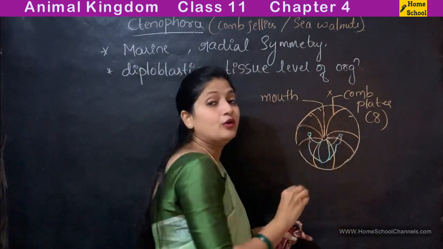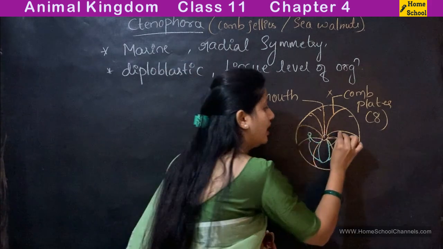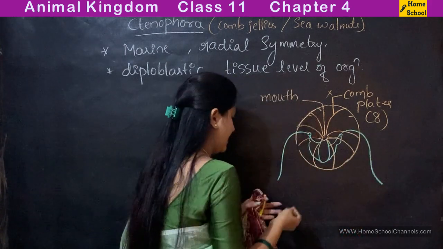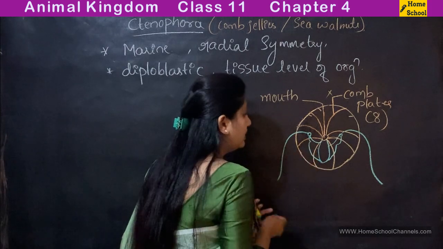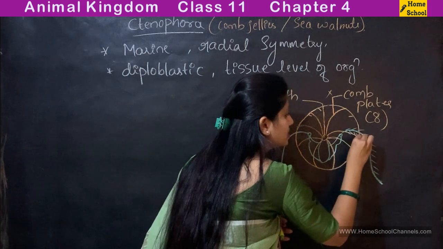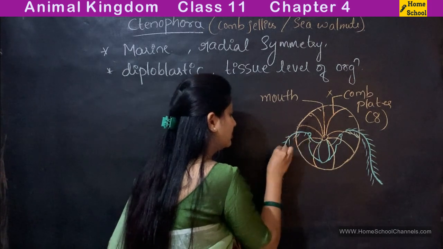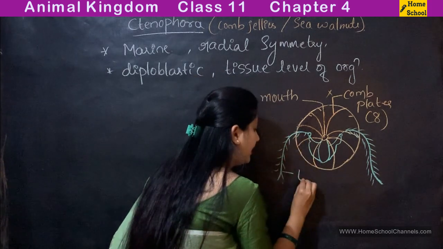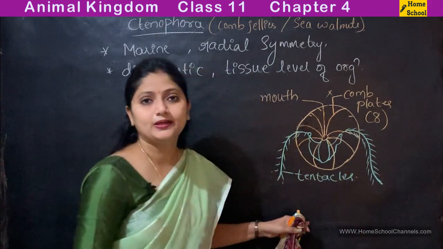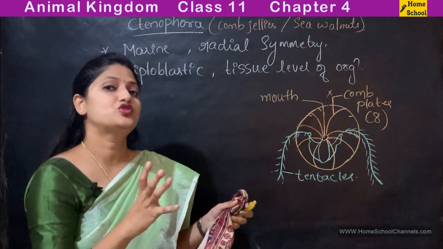Then we get to see tentacles in the members of the Ctenophora. Two tentacle-like structures arise, and there are small structures like this. These are tentacles.